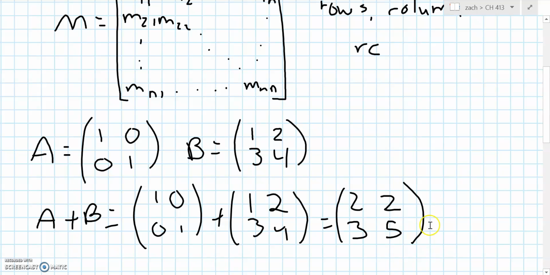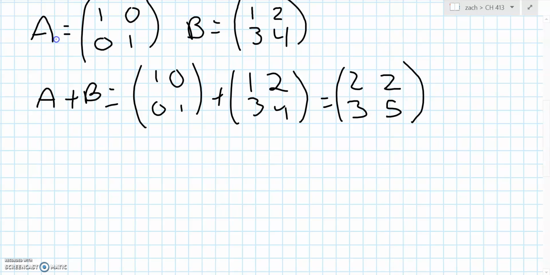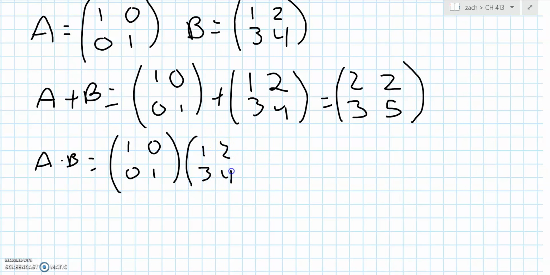Now what if we multiplied those two together? A times B. So this is, again, 0, 1, 1, 0, just 1's on the diagonal there, and 1, 2, 3, 4. How do we find out this spot, for example? We're going to use the row column thing that I talked about earlier. Remember RC? We get this row times this column to give us this spot. So 1 times 1 is 1, 0 times 3 is 0, so we just get 1.